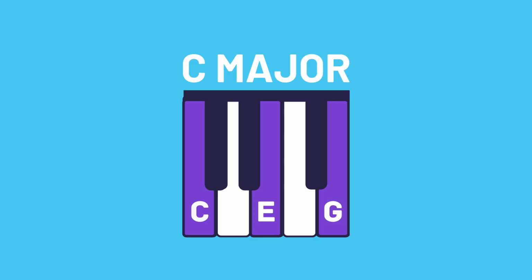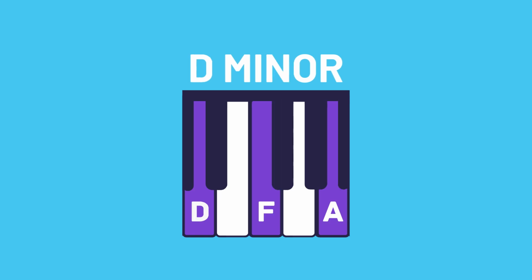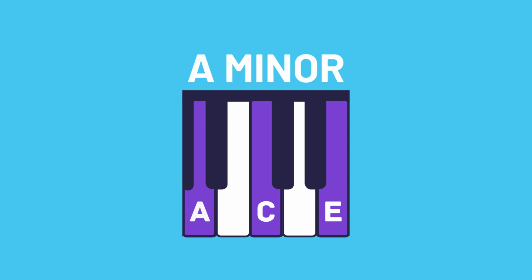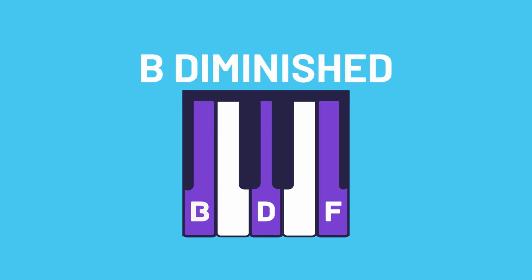As you can tell, the chords of C major, F major, and G major sound happy, and the chords of D minor, E minor, and A minor sound sad. And this strange chord, B diminished, sounds more intense and dramatic.